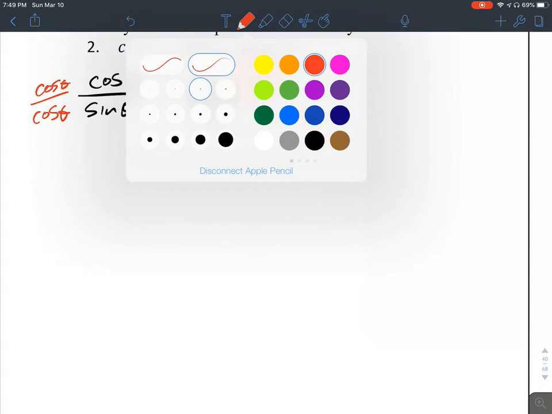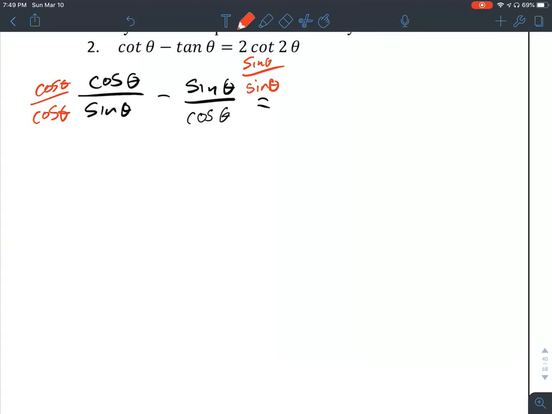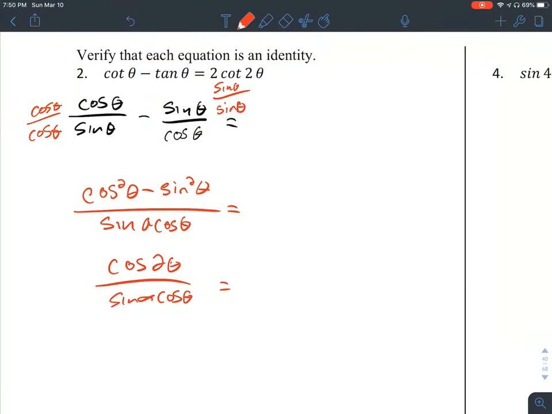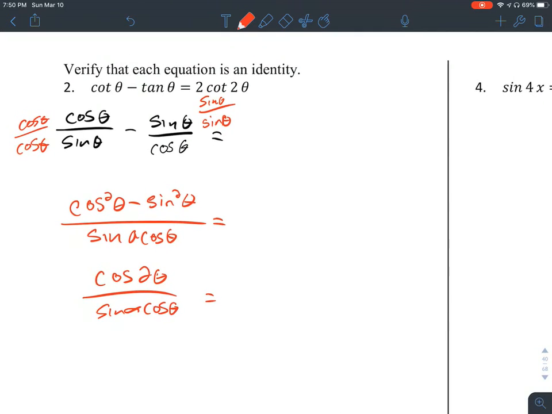That gives me common denominators. So when I put those together, I'm going to get cosine squared of theta minus sine squared of theta over sine of theta, cosine of theta. Now cosine squared of theta minus sine squared of theta, that's cosine of 2 theta, over sine of theta, cosine of theta. It's interesting. Now I don't know what else to do with the left, to be honest with you. Kind of stuck. So I'm going to work with the right now.